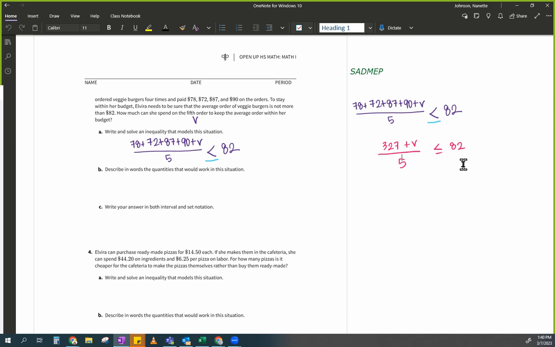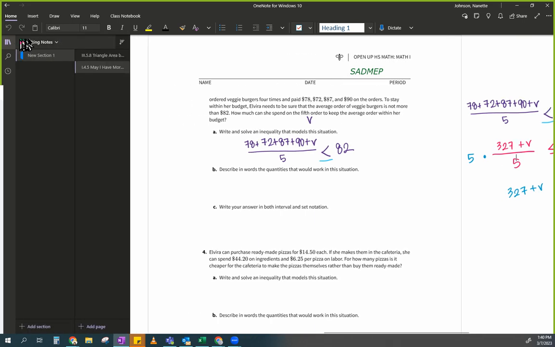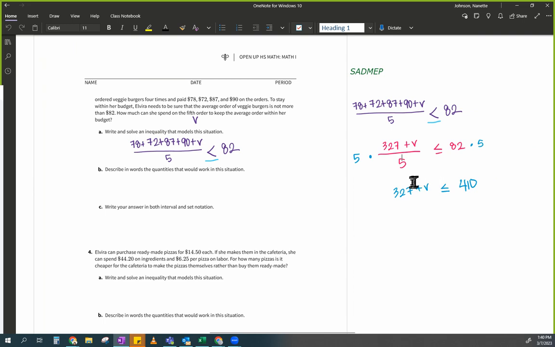So now I get 327 plus V is less than or equal to whatever that is. What is that, 410? I'm convinced it's 410. So is that what you guys got? Because my computer is going super slowly. All right. From here, actually, I said that you would do it and I didn't. So go ahead and just write out what's your next step? Sorry, my bad. What would be your last step to do here?